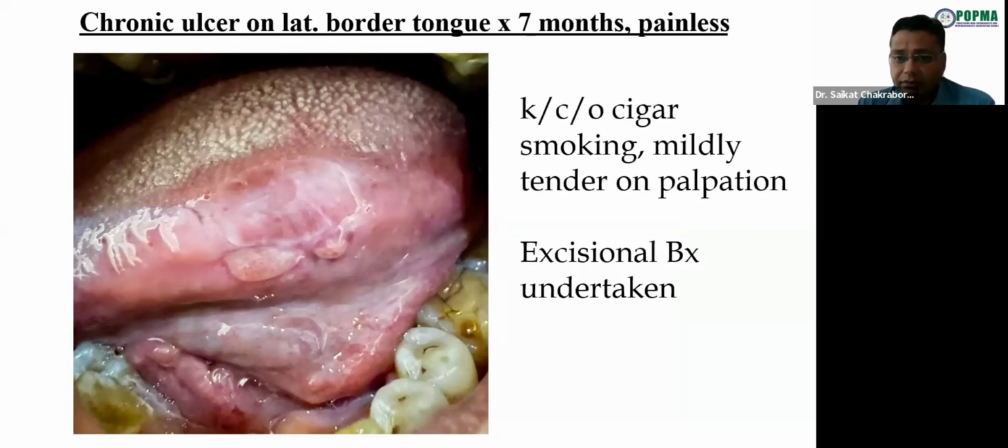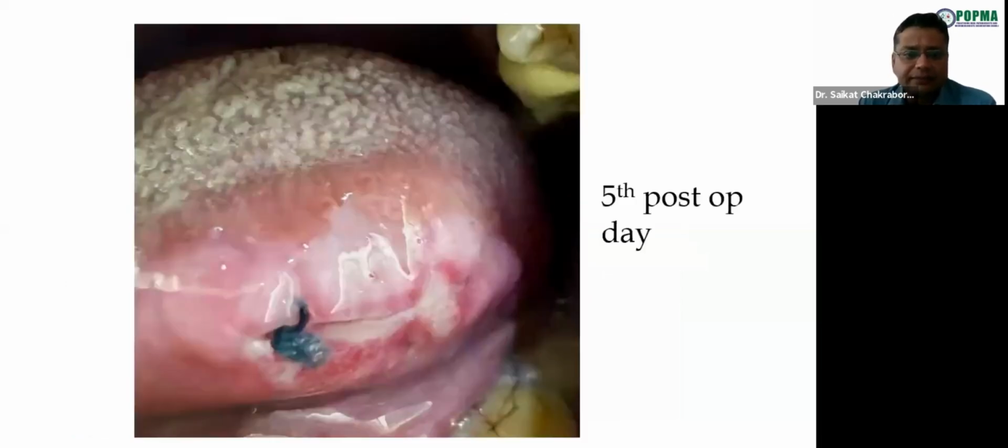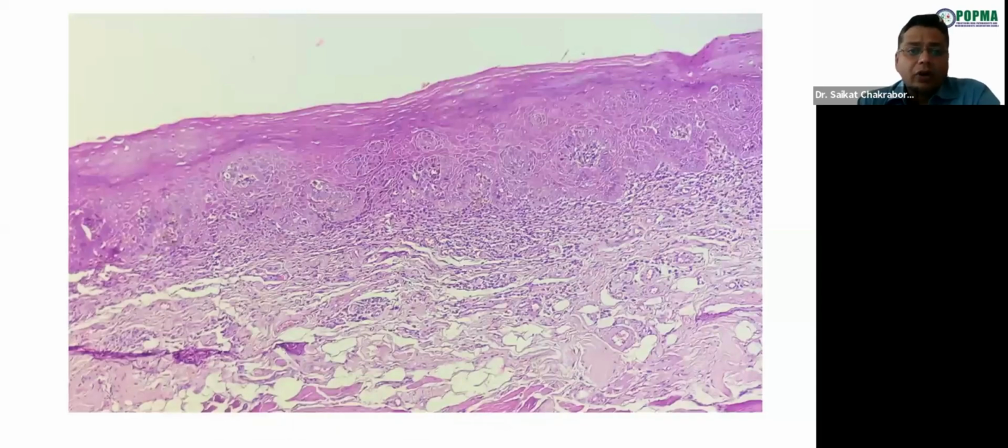History of cigar smoking. Mildly tender arm palpation. We took an excisional biopsy. This was 5th day post-op. You can see the suture. Now, this is what the cellular level story was telling us.